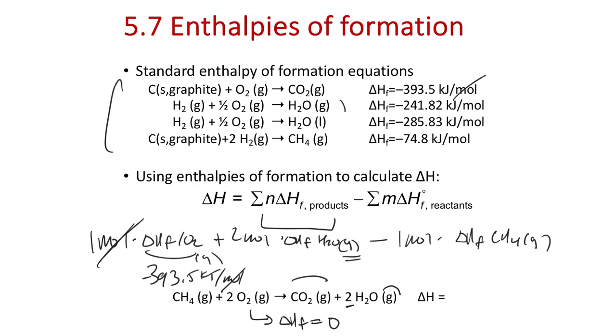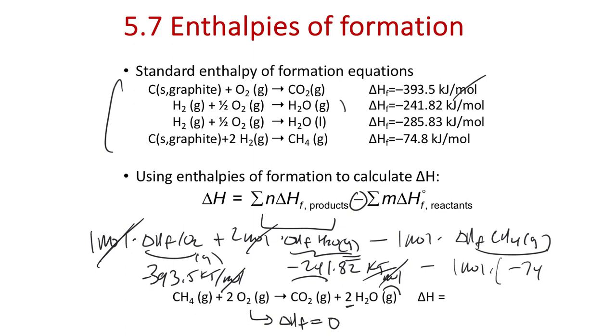So again, the mole cancels. We're multiplying this by minus 241.82. Again, the mole cancels. And then we're subtracting, plugging in. So subtracting, so products minus the reactants. So we're subtracting 1 mole times minus 74.8. So again, the mole cancels there as well.